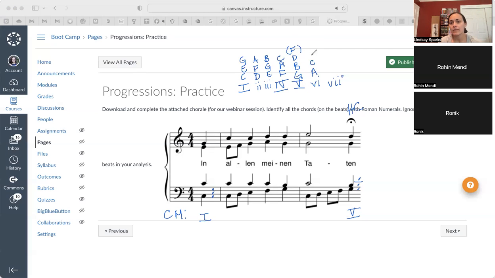A, C, and E, and then the 7th is B, D, and F. There we go. Okay, so that corresponds with our 1, and we put our Roman numeral 1 down here. Moving on, so we do the next chord.